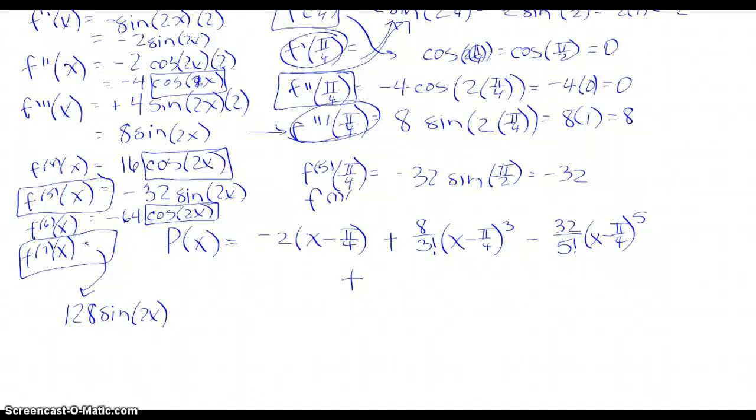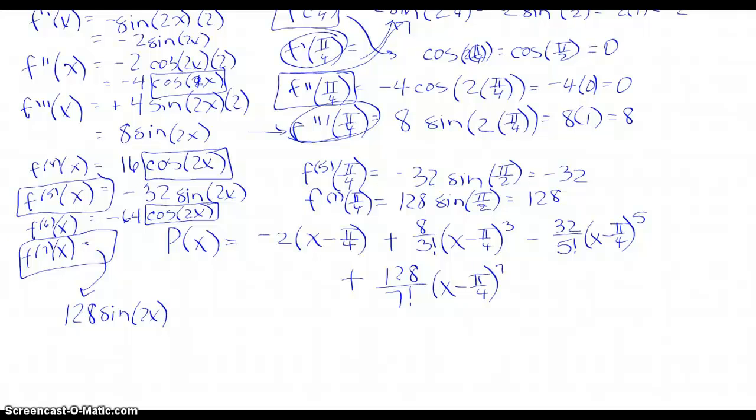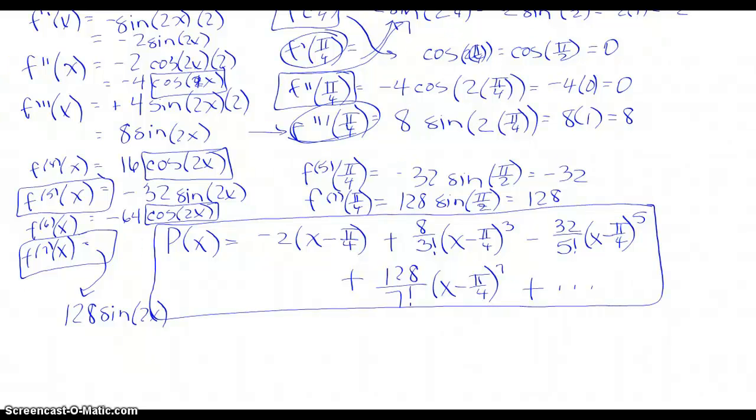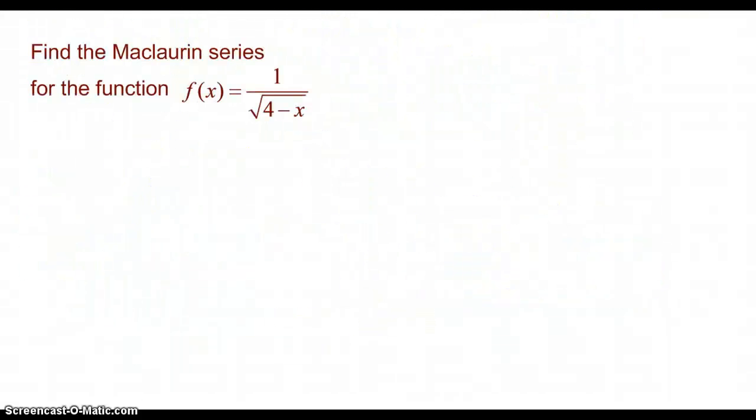And so my seventh derivative at pi over 4 is 128 times the sine of what's going to be pi over 2. So that's a positive 128. This is my seventh derivative, x minus pi over 4 to the 7th power, and plus dot, dot, dot. So just because it says show the first 4 non-zero terms doesn't mean you're not going to have to find higher order derivatives. All right, so keep that in mind. The work that we did for our approximating polynomials is identical to what we're doing here.